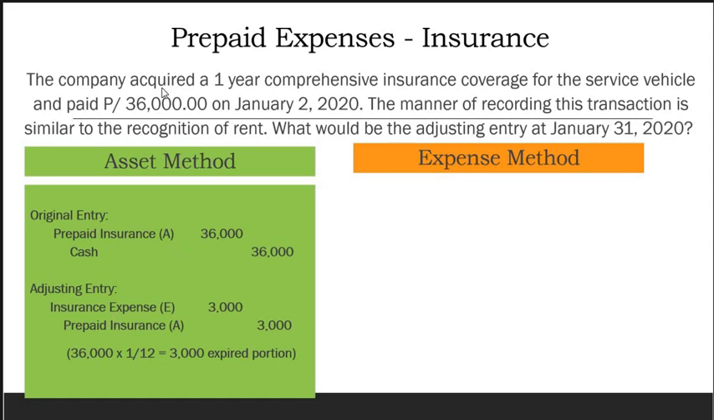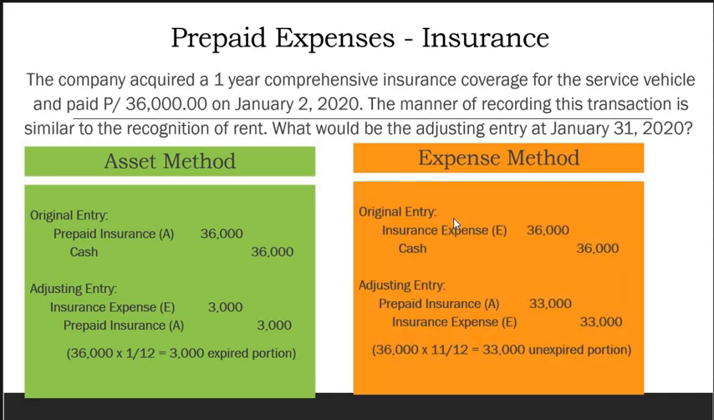So if you've noticed, 36,000 is good for 1 year. So the computation will show you that 36,000 times 1 month, that's from January 2 to January 31, divided by 12 for 1 year, equals 3,000. So this is the expired portion of your prepaid insurance. So ang entry niya, debit insurance expense, credit prepaid insurance at 3,000.